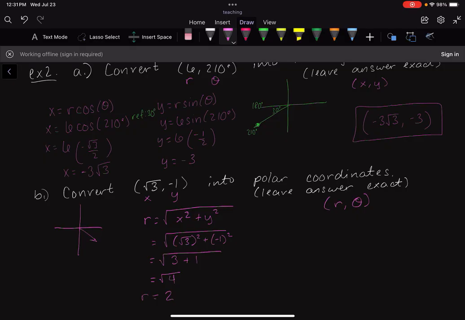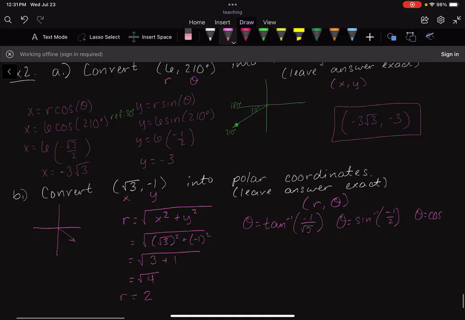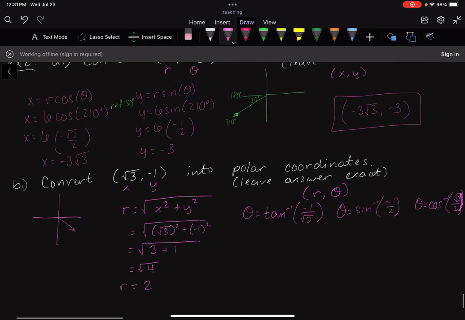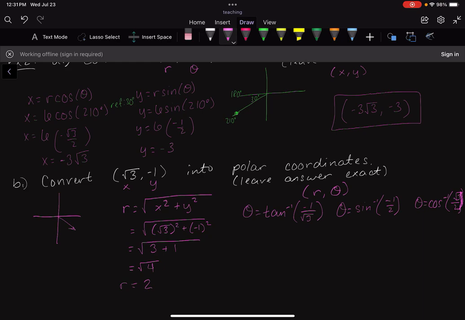So for my equation, I can use basically any of these. I can use the fact that tangent inverse is y over x, so negative 1 over root 3. I can use theta equals sine inverse, the y value over the r value, so that's negative 1 over 2. Or we can use cosine inverse, which is square root 3 over 2, the x over the r. I can use either one of these, but I only have one correct answer. The problem is your calculator is going to give different answers for some of these if you use a calculator.